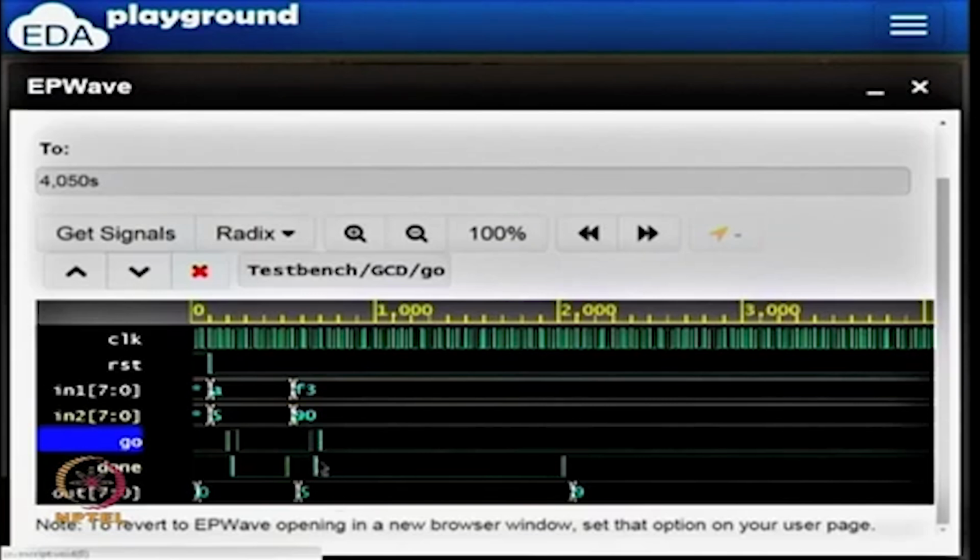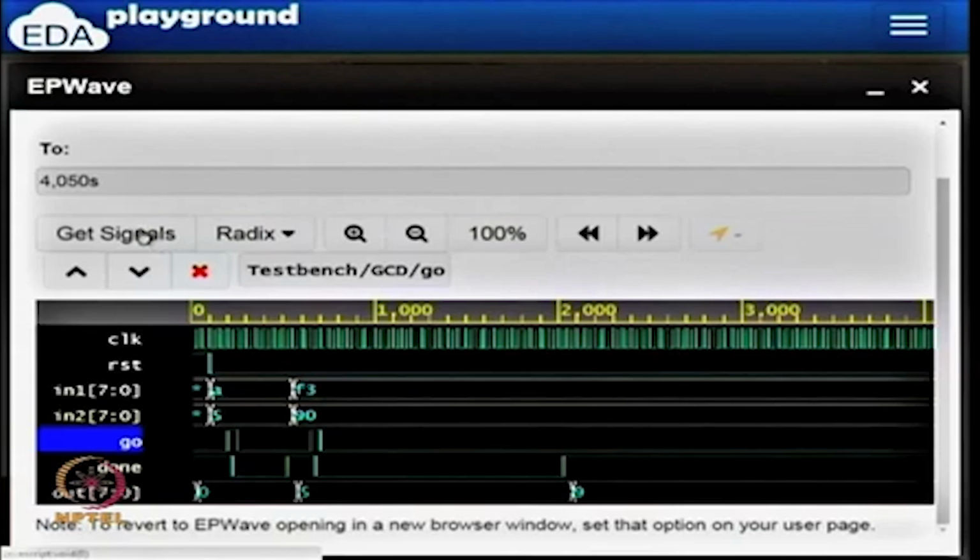Then I again give a go. When I give a go, then the done signal again is pulled down to 0 by the state machine. It is now taking more time. So, GCD of 10, 5 can actually be resolved with only one subtraction, whereas GCD of 243 and 144 cannot be resolved with one subtraction. So, 243 and 144, it takes a bunch of cycles and then finally the done becomes 1. At this point the output is 9.